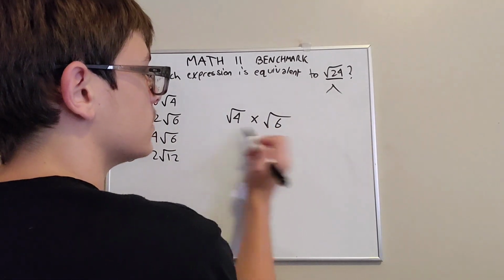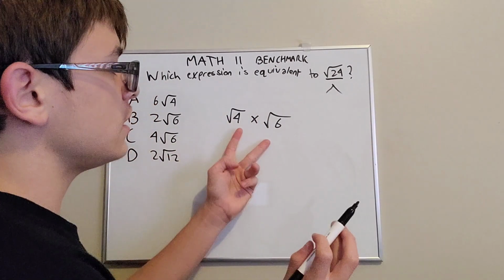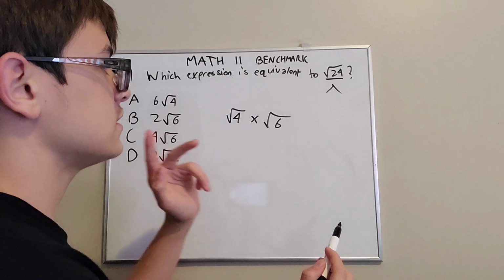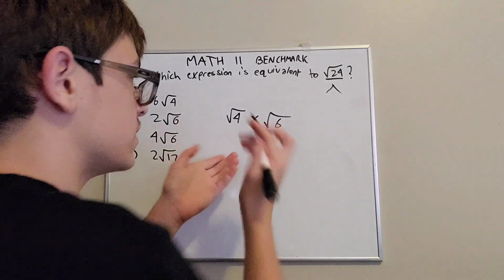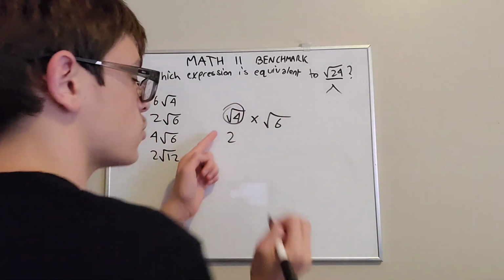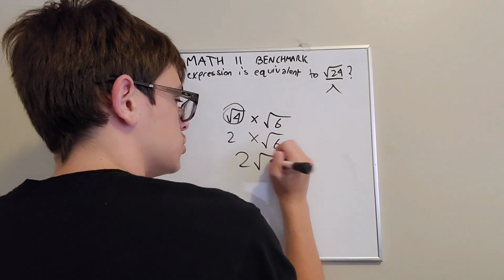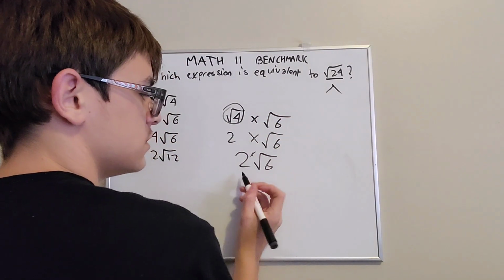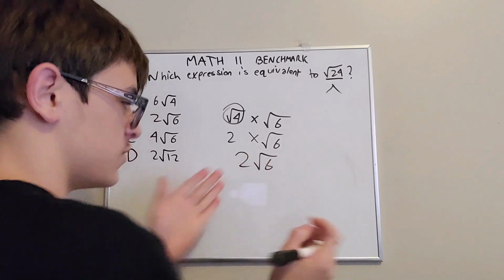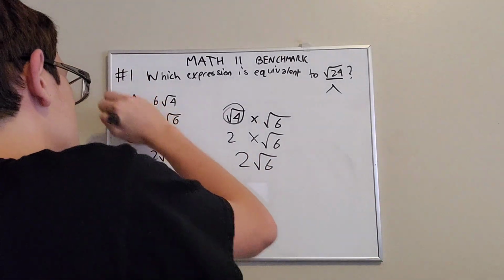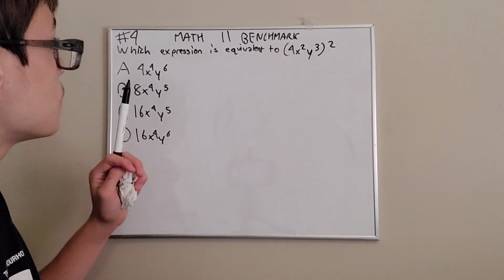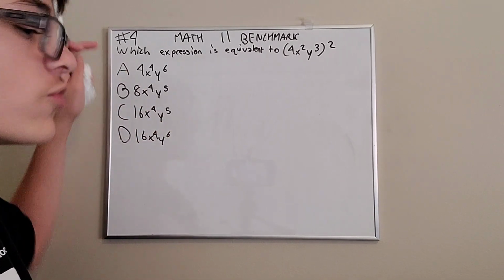So now what we want to do is simplify these. Are there any of these that we can simplify to get a whole number? Yes, there is. It's this one. The square root of 4 is 2. So you get 2 times the square root of 6, or just 2 square root of 6. The times is just supposed to be there. You just know it's there without having to see it. The answer is B.